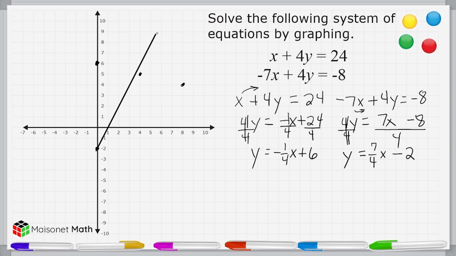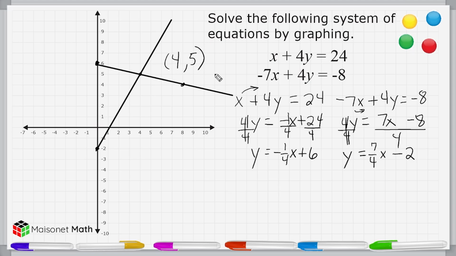So I'm going to draw this line right here and a line going through those points. And as we can see, the two lines intersect right here, which has an x value of 4 and a y value of 5, which is the solution to our system of equations.